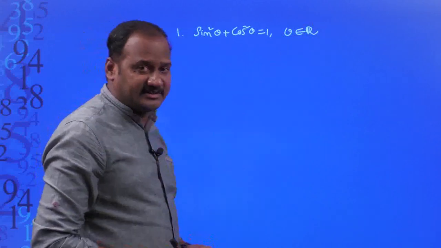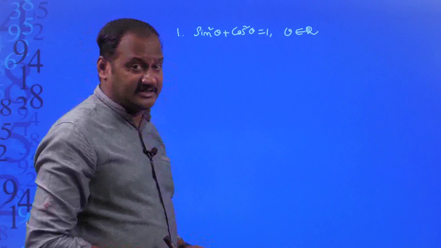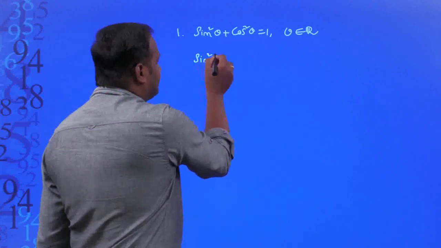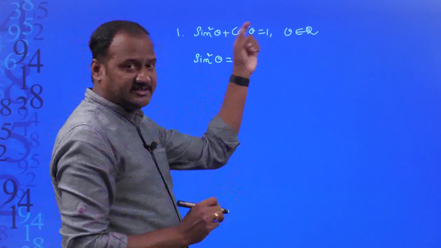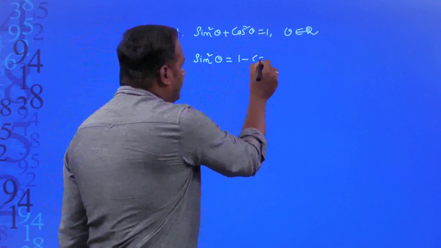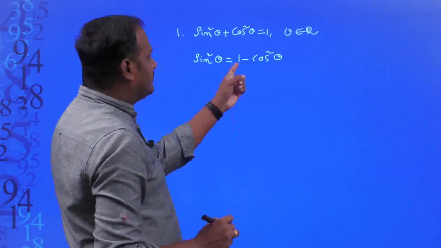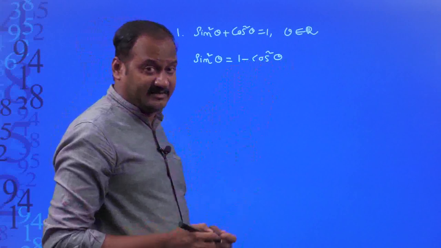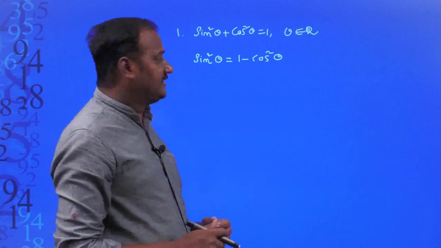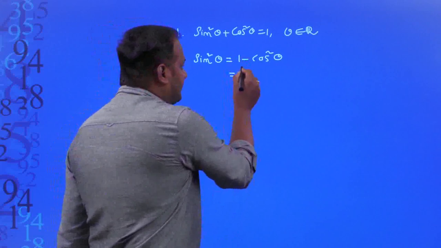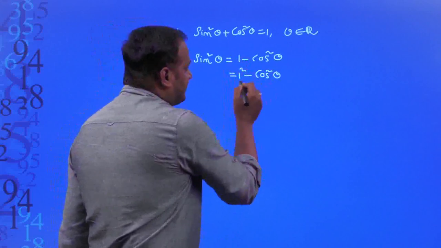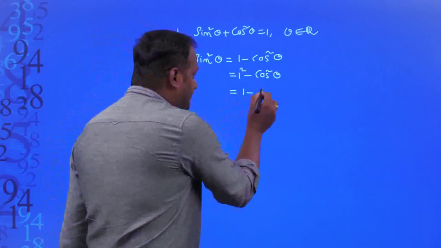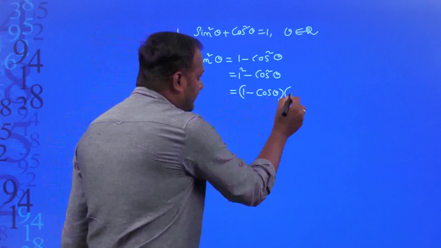From sine square theta plus cos square theta is equal to 1, we can figure out sine values as well as cos values. Please have a look. Sine square theta is equal to, when you transpose cos square theta towards the right hand side, 1 minus cos square theta. Here 1 should be a square number, because 1 can be written as 1 square, 1 cube, 1 power 4, 1 power anything is equal to 1. That is why I am writing this 1 as 1 square minus cos square theta, which is in the form of a square minus b square. So a square minus b square is going to be a minus b times a plus b.